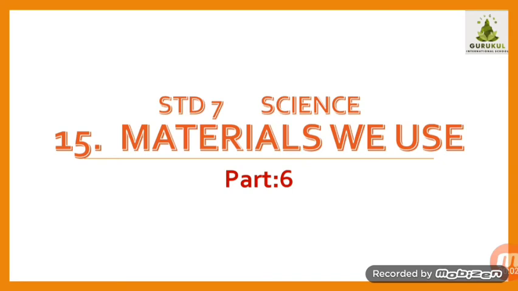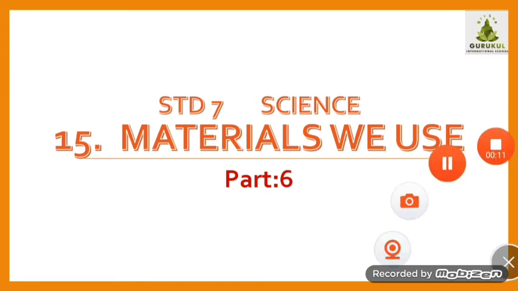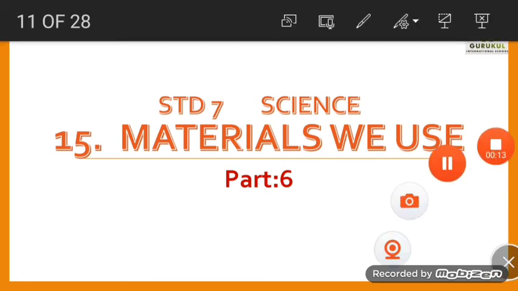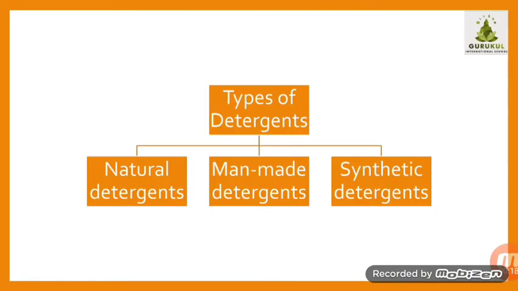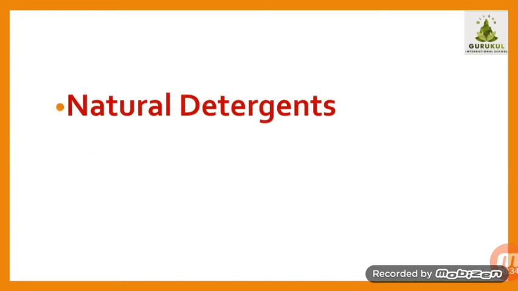Lesson number 15, part 6, materials we use. In the last video, we learned the action of detergents. Today, we are going to learn the next part, that is, different types of detergents. There are three types of detergents: natural detergents, man-made detergents and synthetic detergents. Let us see the types of detergents one by one.